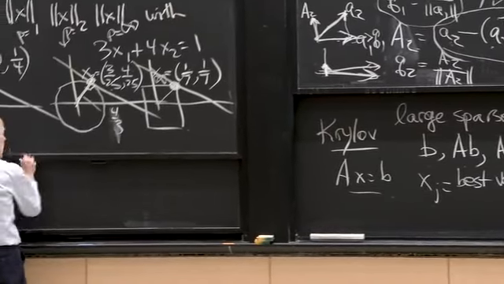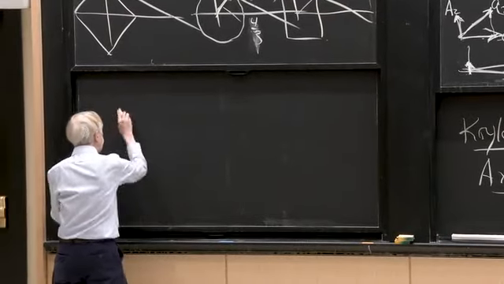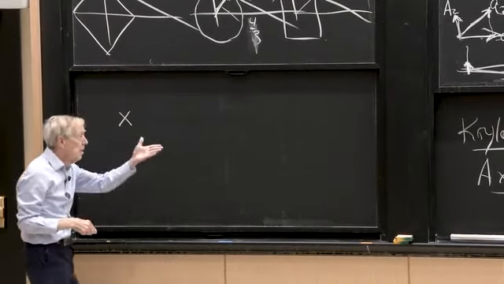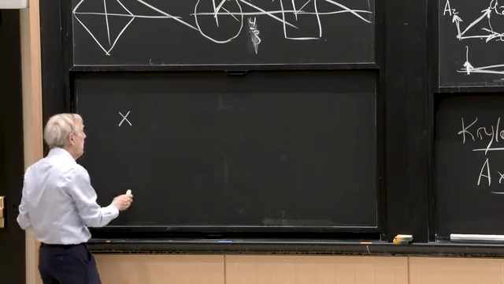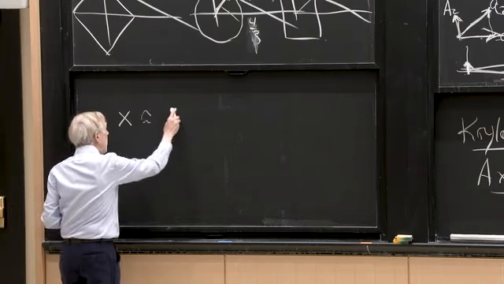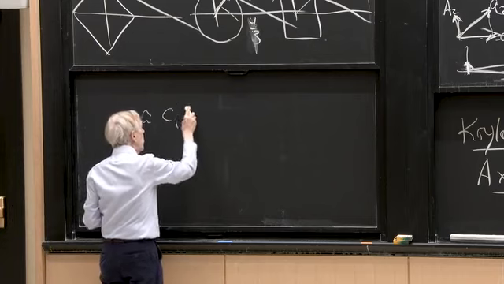Suppose I have a vector x. It's unknown here, but suppose I have it. And I want to write it as a combination of these orthonormal vectors.